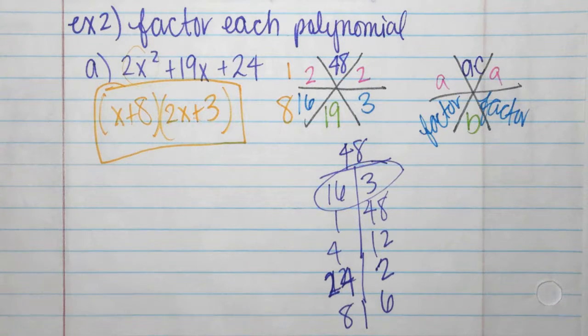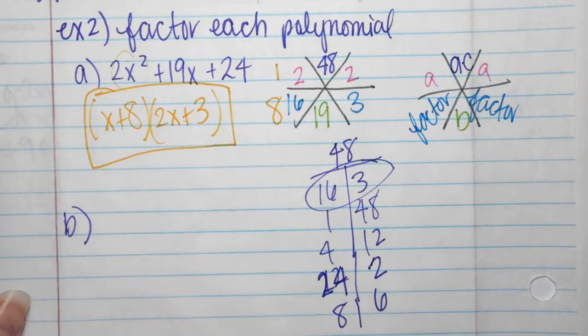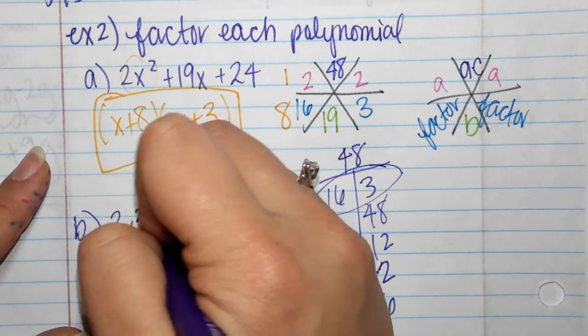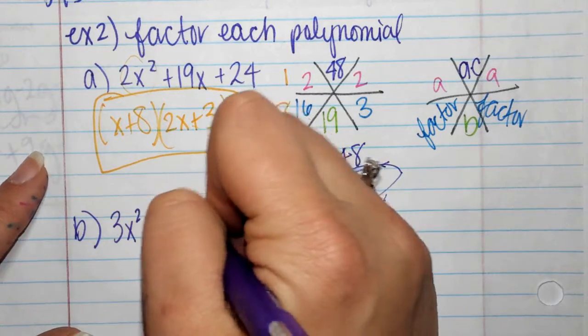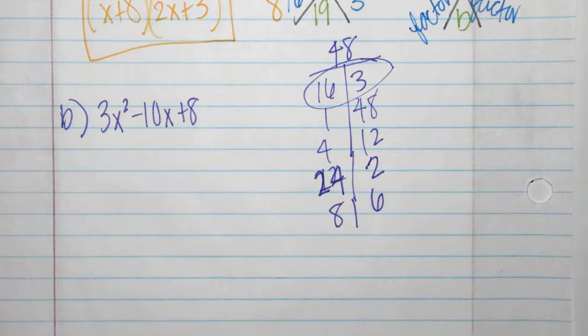Alright, you want to try one without me? Yes. Alright, B. 3x squared minus 10x plus 8. Now, remember, if C is positive, both factors must match B. What's the sign of B this time? Negative. So both factors are going to be? Negative. Now, before you can ask me questions, you have to work on it yourself and talk to your group.